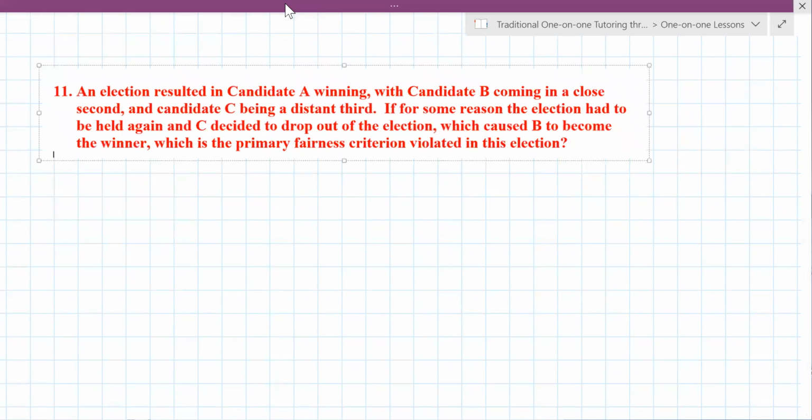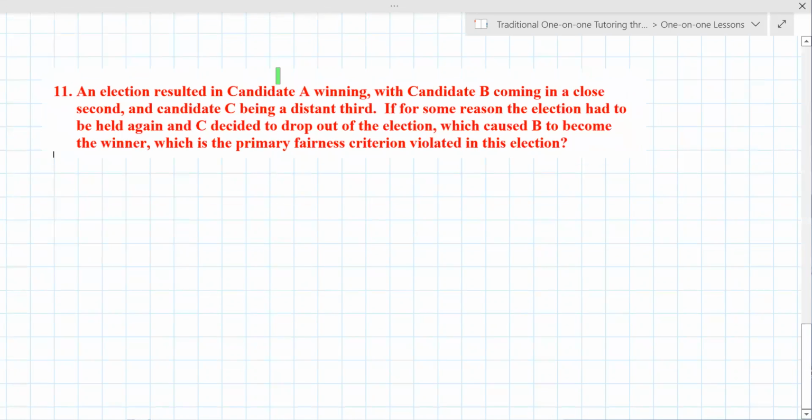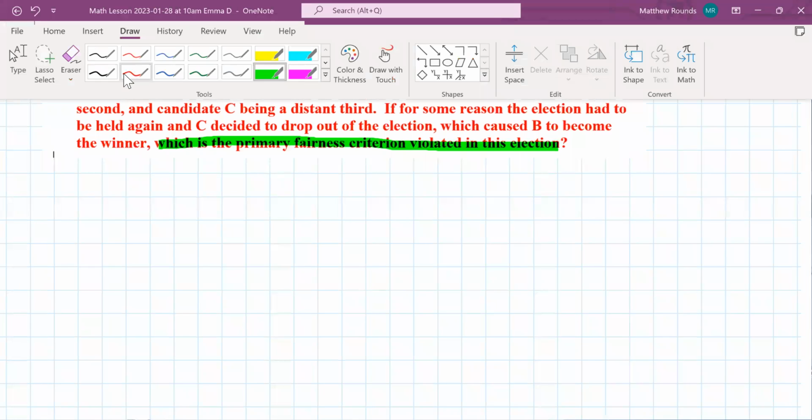It says an election results in candidate A winning and candidate B coming in close second and candidate C being a distant third. If for some reason the election had to be held again, C decided to drop out of the election, which caused B to be the winner. Which is the primary fairness criterion violated in this collection?